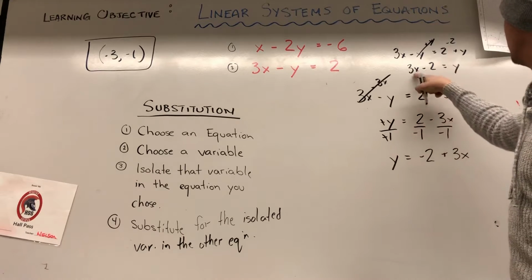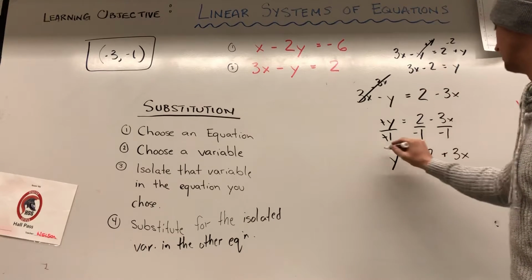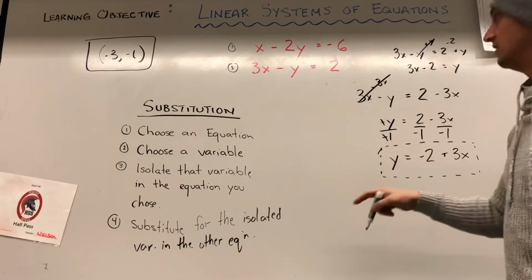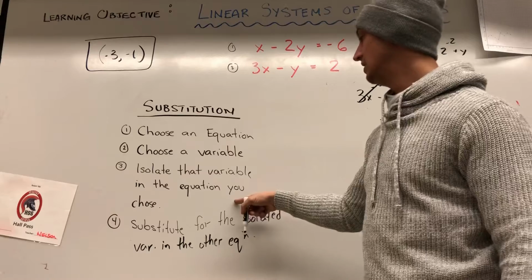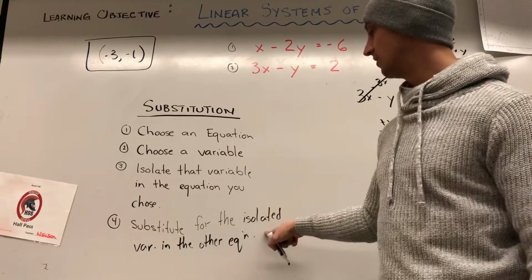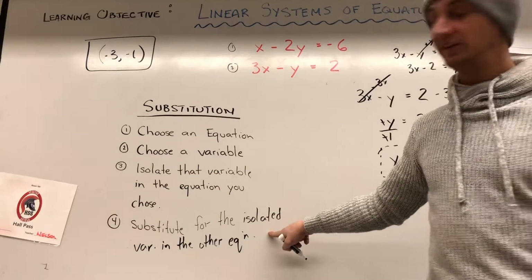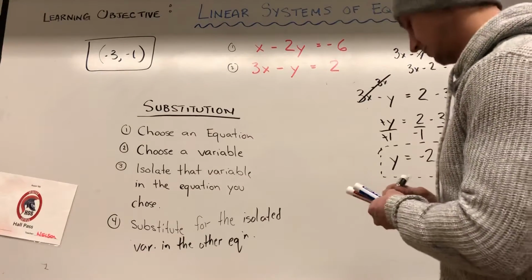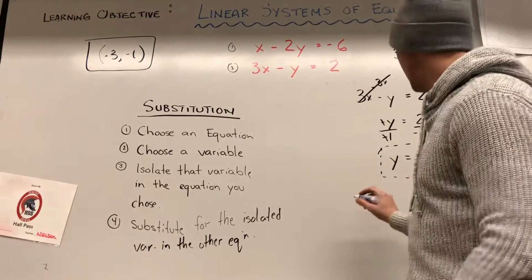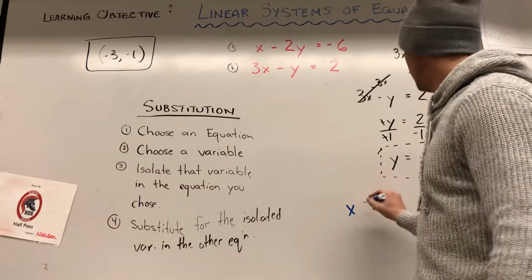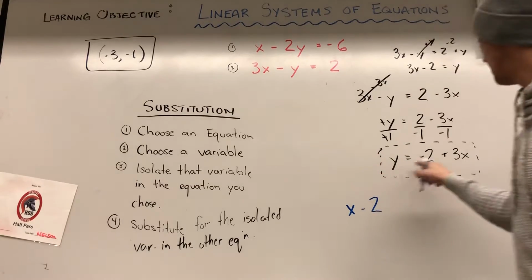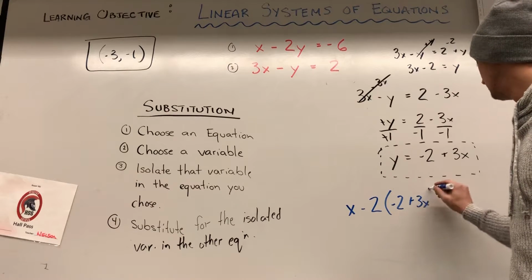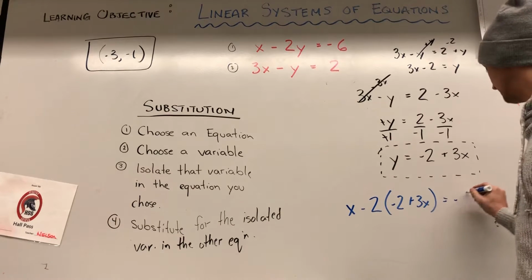3x minus 2, or negative 2 plus 3x, same thing. So this is what I'm going to substitute for y now in the other equation. I'm substituting for the isolated variable, which is y, in the other equation. So I go to number 1 now, and I say, okay, x minus 2y minus 2, but y I'm going to replace with negative 2 plus 3x, is equal to negative 6.